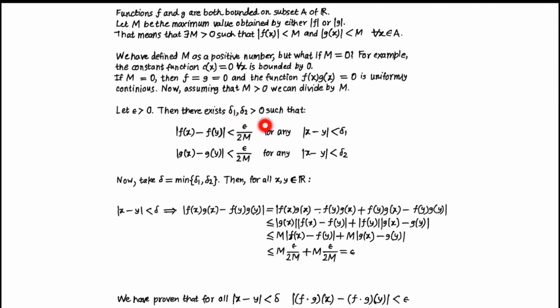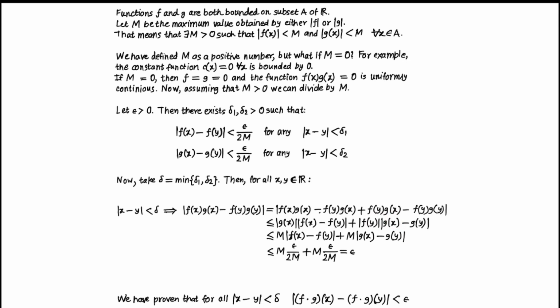Now we have delta 1 and delta 2. So we will take the minimum of delta 1 and delta 2 as delta. Then for all x, y in A, whenever |x - y| < delta, we are trying to compute their product difference, that is f(x)g(x) - f(y)g(y). And the tricky part is that we are adding and subtracting f(y)g(x). Here we are subtracting f(y)g(x) and here we are adding f(y)g(x).